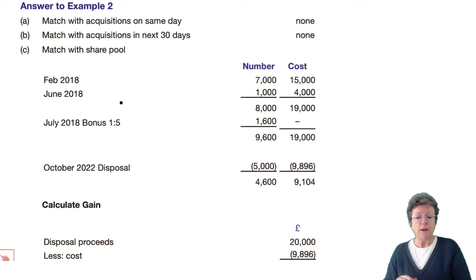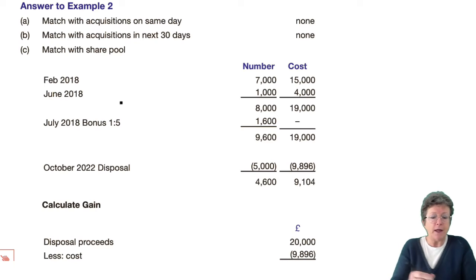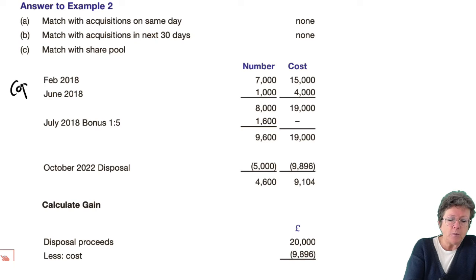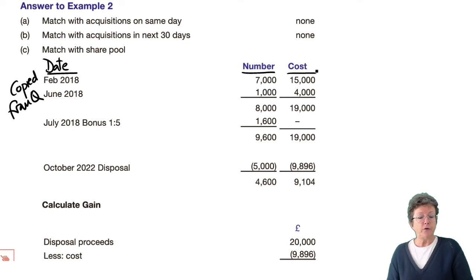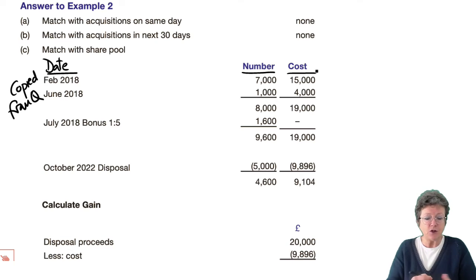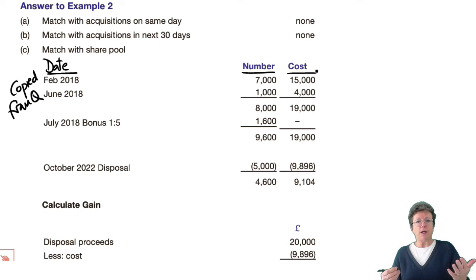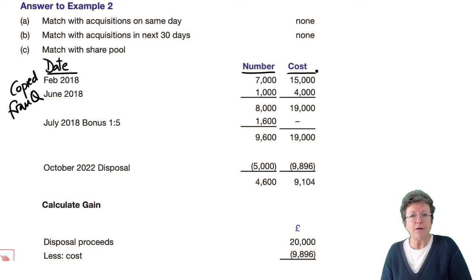Now, the pool is all the shares that have been bought in the order in which they were bought. So they have been copied from the question. Headings, the number of shares. Perhaps you could put a heading there, date, and the cost. We've copied those from the question. We've then subtotaled it. So we have 8,000 shares, which cost us £19,000.